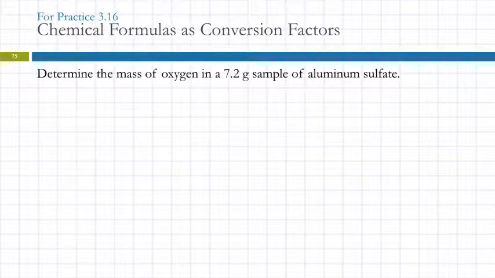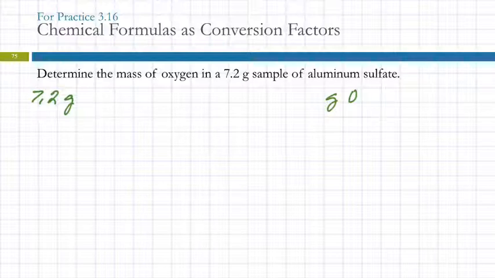Okay, let's do this one. Determine the mass of oxygen in a 7.2 gram sample of aluminum sulfate. So we can write the number down. We got 7.2 grams of aluminum sulfate, and we're trying to find grams of oxygen. What are we going to need here? We're going to need the chemical formula. We're going to have to look at the formula for aluminum sulfate and find out how many oxygens are in a unit. This is an ionic compound because aluminum is a metal.